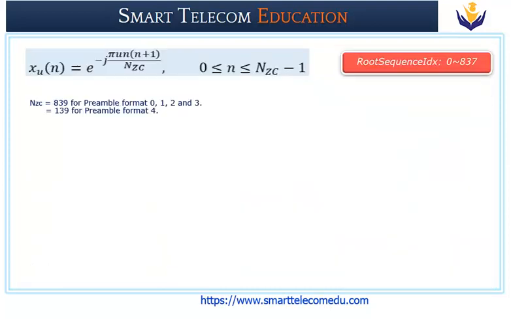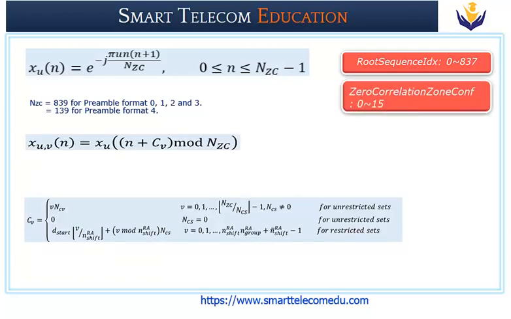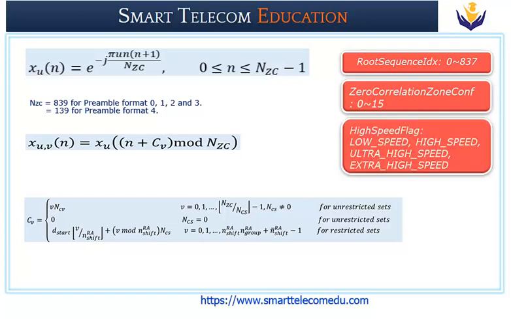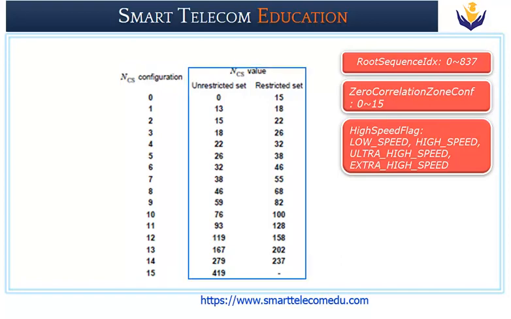Now, the generation of 64 preambles from a single base sequence is given by a cyclic shift defined by the zero correlation zone config and high-speed flag parameters. The mapping between zero correlation zone config and the cyclic shift NCS is determined by the following table. The first column is the zero correlation zone config parameter and the second column is the NCS value.